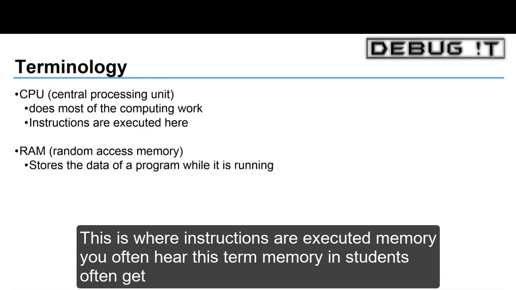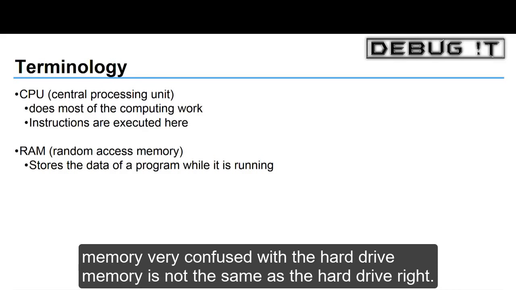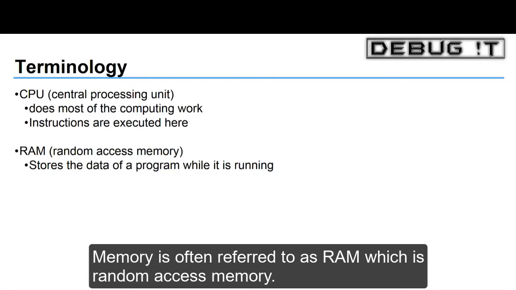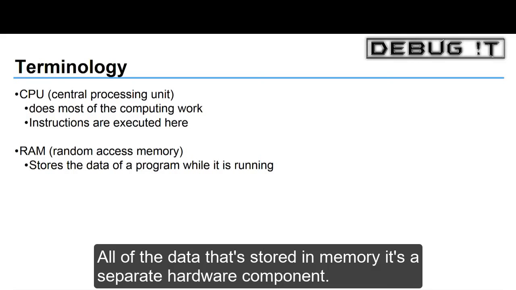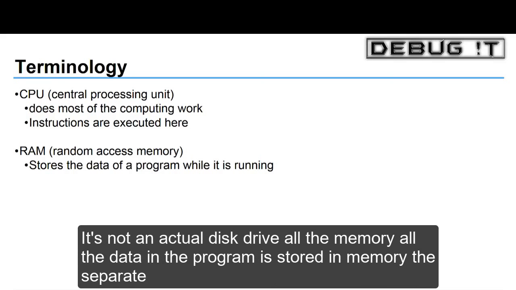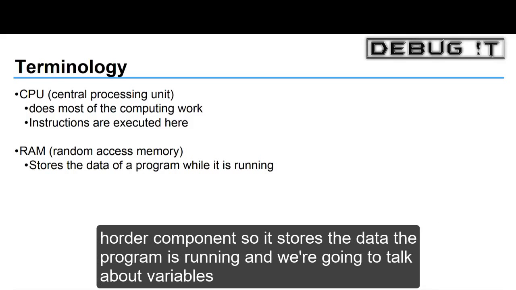Memory. You often hear this term, and students often confuse memory with the hard drive. Memory is not the same as the hard drive. Memory is often referred to as RAM, which is random access memory. It's a separate hardware component, not an actual disk drive. All the data in the program is stored in memory, so it stores the data of the program while it's running.